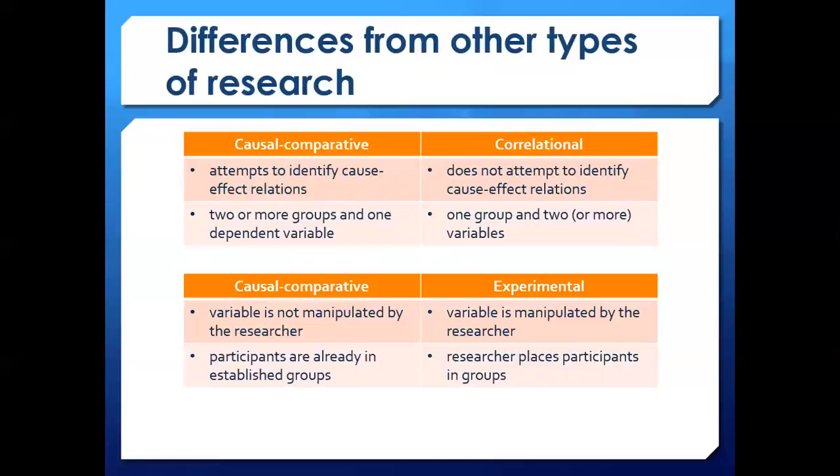We can also tell that it's not correlational because we are looking at two or more groups. For instance, in this one, we're looking at two groups, full day and half day. And we're trying to identify cause and effect.